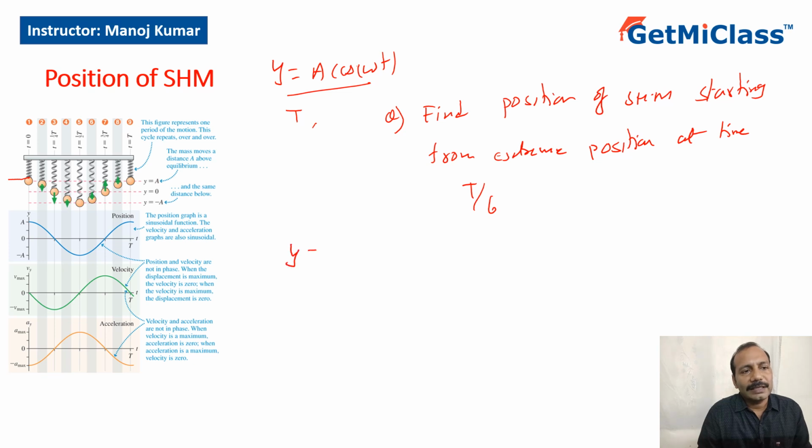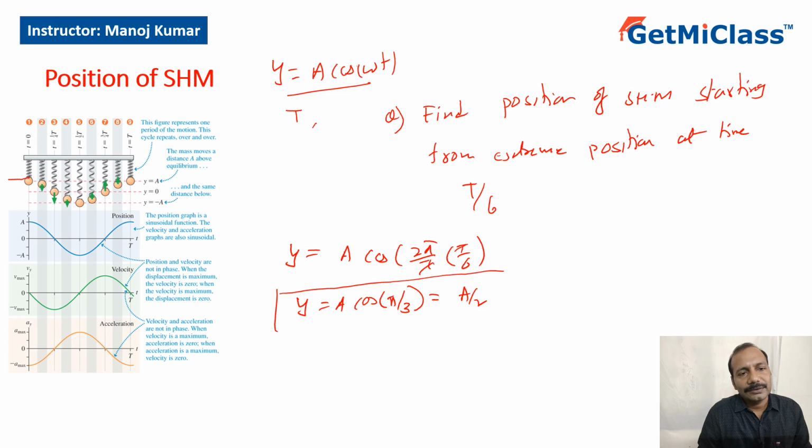So I'll write y equal to a cos omega t. Omega is 2 pi by T, into time, which is T by 6. So T cancels. I'll get y equal to a cos of pi by 3. Cos pi by 3 is cos 60, so it is a by 2. So this is the position of SHM at t equal to T by 6.